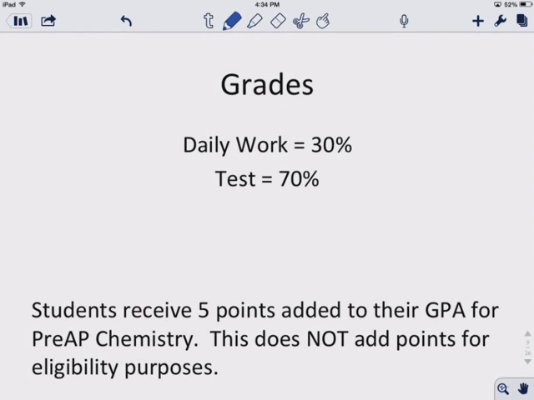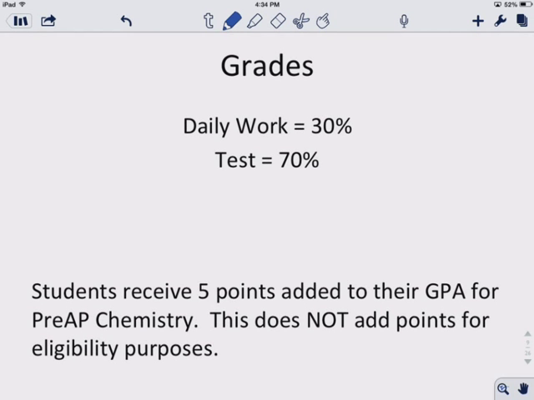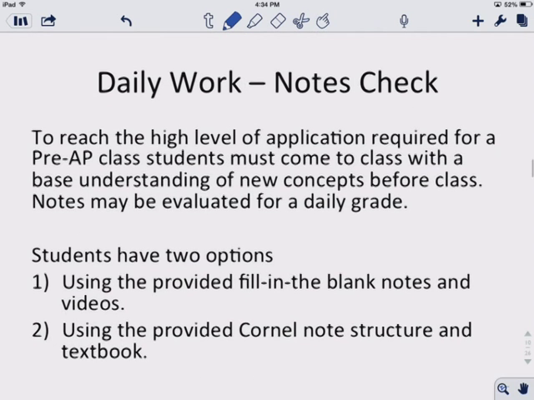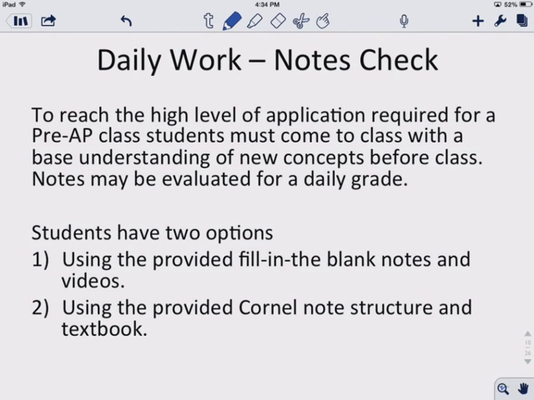Grades are based off of the 70-30, so 70% tests and 30% daily work. Students do receive their 5 points added to their GPA for pre-AP chemistry, but it doesn't apply or add to points for eligibility purposes. What we see here is those two, the daily work and the test, and we have multiple different things that we put in the daily work column and multiple things that we put in the test column. For daily work, we have note checks.